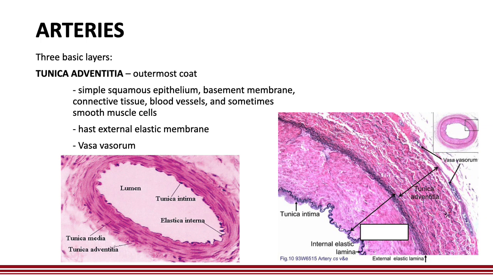The tunica adventitia has an external elastic membrane, and in larger arteries, within the tunica adventitia are smaller blood vessels that supply the bigger arteries, and we call these small blood vessels vasa vasorum. Okay.